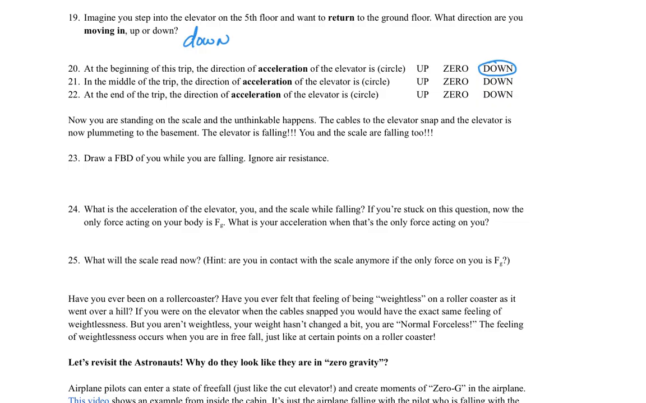After a little bit of time, the elevator will have reached its cruising speed. Now you're going at a constant velocity. I'm looking at question 21 now. If your velocity is constant, that means your acceleration is 0.